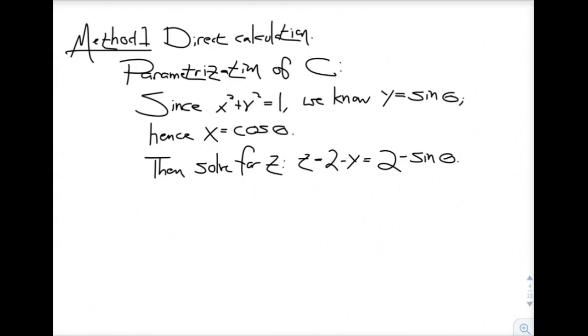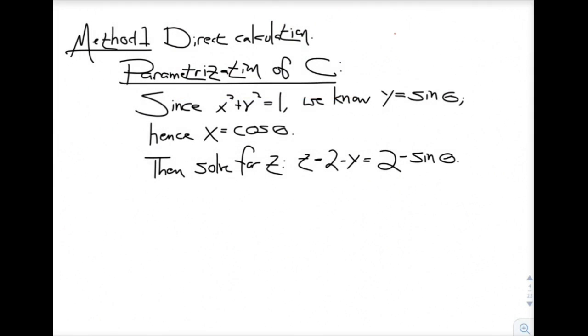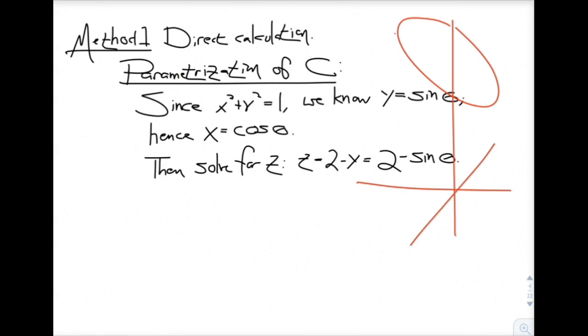Well, if we calculate directly, we have to begin by finding a parameterization for the curve C. So remember the curve C looks like this sort of tilted ellipse. So how do we parameterize that curve C? Well, we know that this curve C at least projects down onto the xy plane as a circle. And as a circle in the xy plane, it has equation x squared plus y squared equals 1. And that's how we know this.